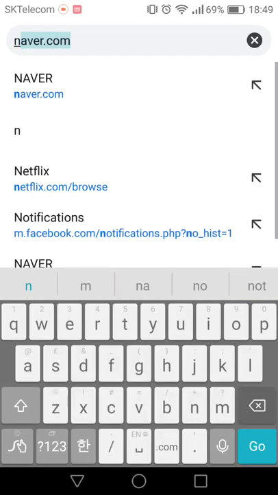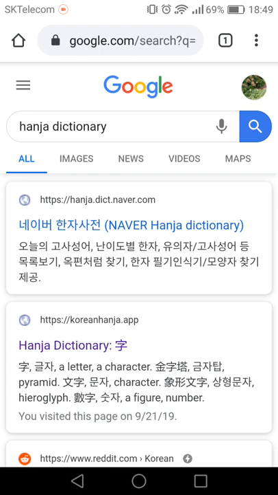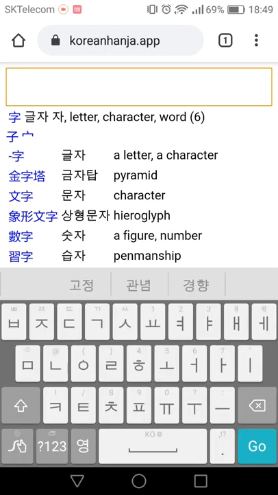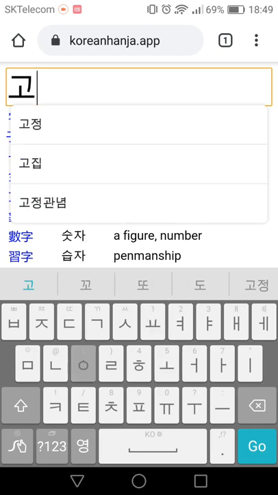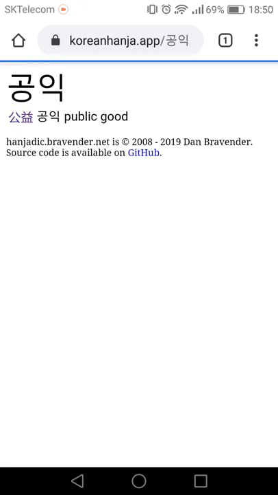Let's move back to our Hancha dictionary and look at the last word for today. The last word is one of my favorites because it makes memorizing other words very easy. The word is Kong Ik. We did a video already about Kong, if you remember. If you don't, you can go through the other videos. Kong means public. And then Ik is profit. So Kong Ik is public good. Kong is public, Ik is good or profit.